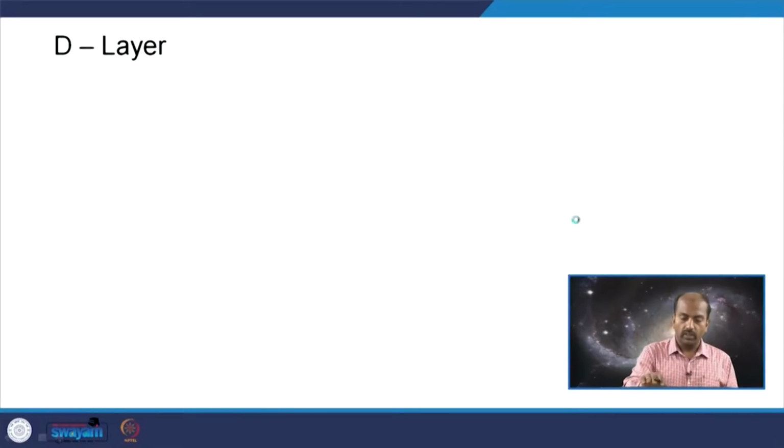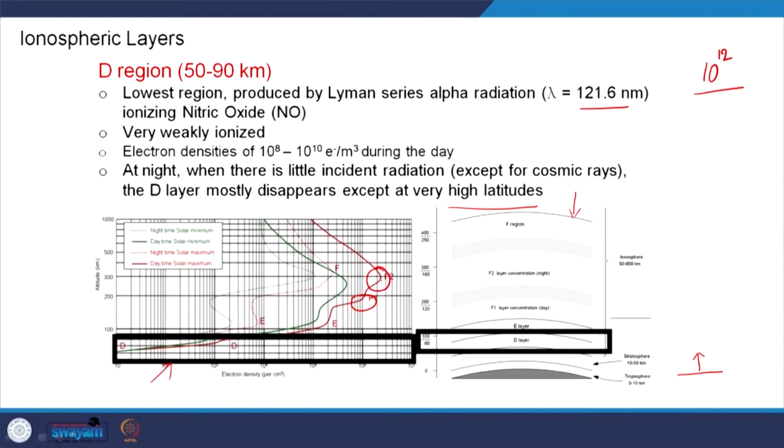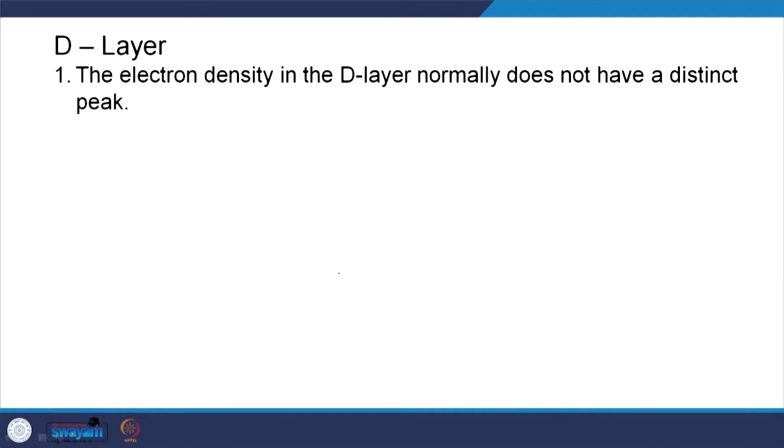And most importantly, because of the non-availability of direct solar radiation during the night time, the D layer disappears. A few more important characteristics of this D layer: the electron density in the D layer normally does not have a distinct peak. If you see the F layer, you have a distinct peak, where the electron density increases to a particular point and then decreases. You do not see something like that in the D layer.